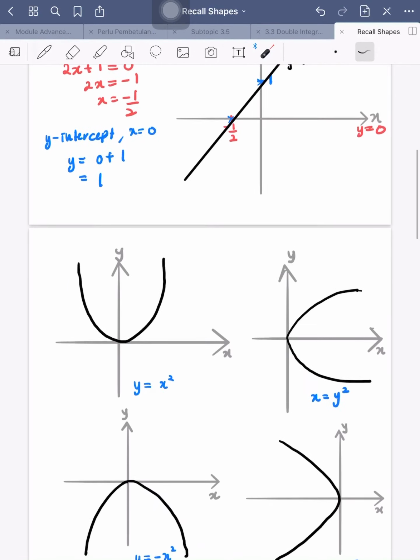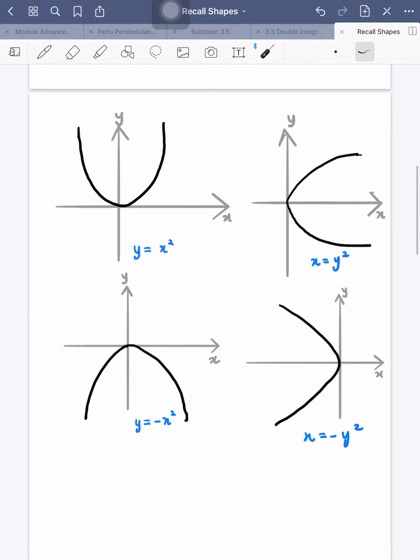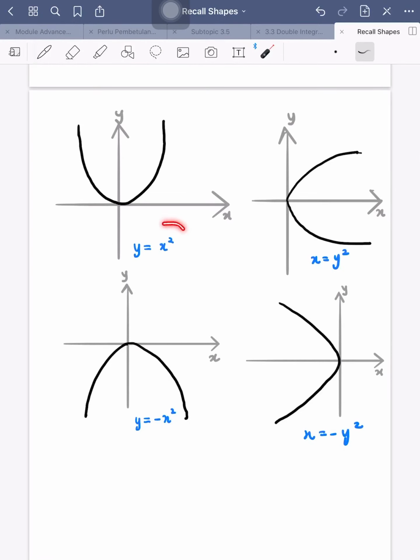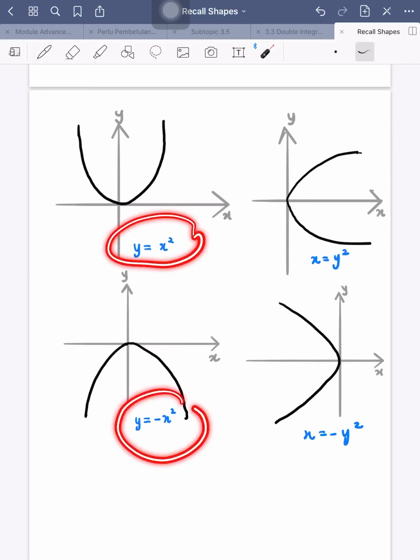Okay, next is the parabola. For the parabola, the basic equation is y equal to x squared. This one opens upward, like a smiley face. Okay, this is a sad face, so y equal to negative x squared. You can remember these equations. If you do not remember, plot the function, plot the points, and you will get the same thing.